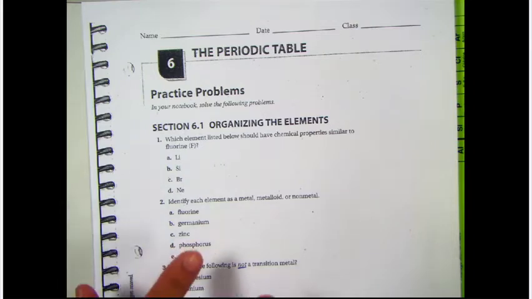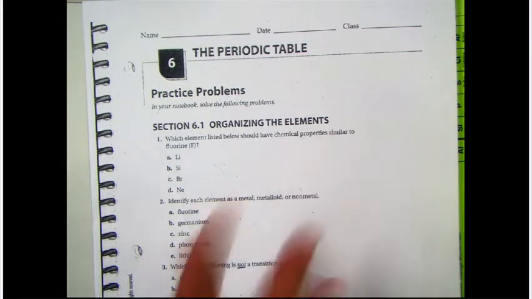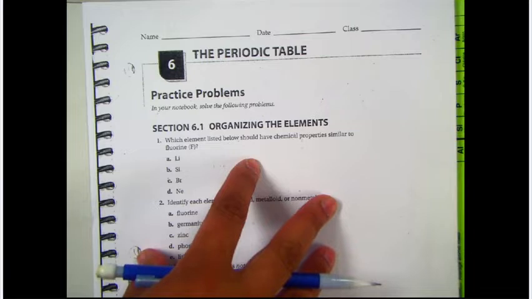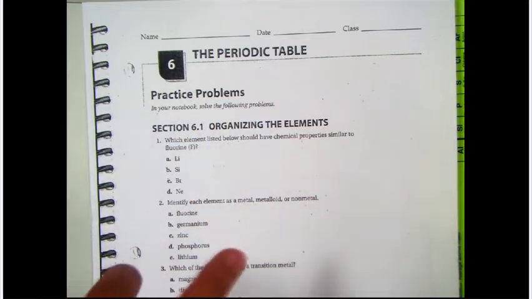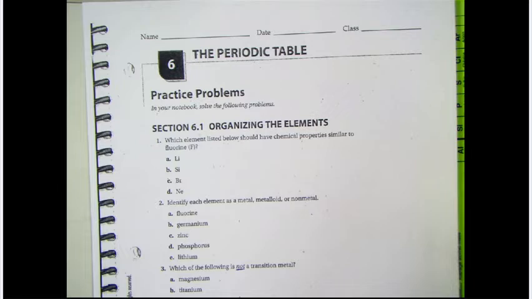So the assignment for tonight is 6.1 practice. We'll go over this a little bit later as far as how to answer each one of these. But again, what you need to do is pull out your periodic table. We're going to do some coloring today.